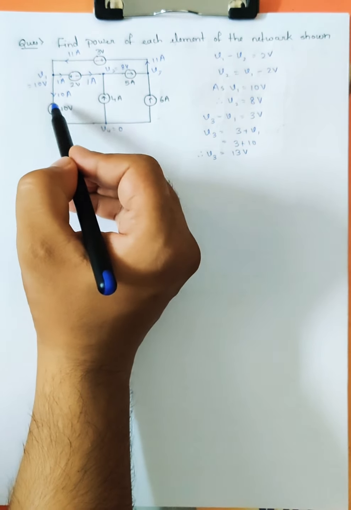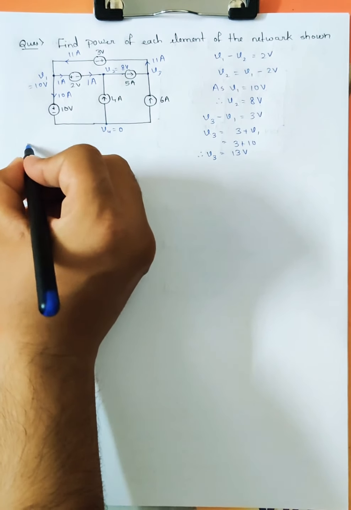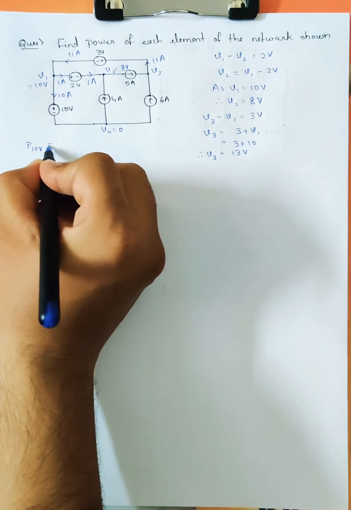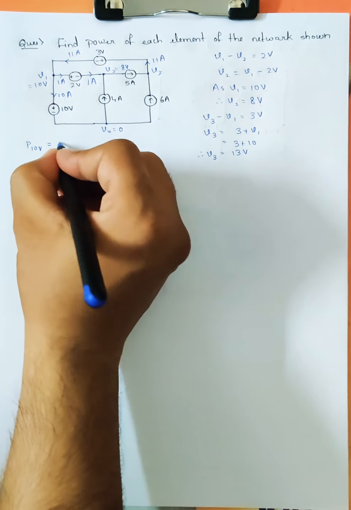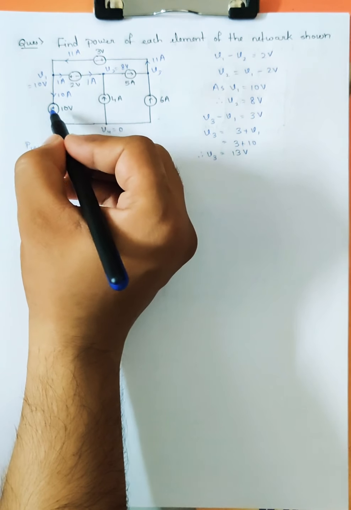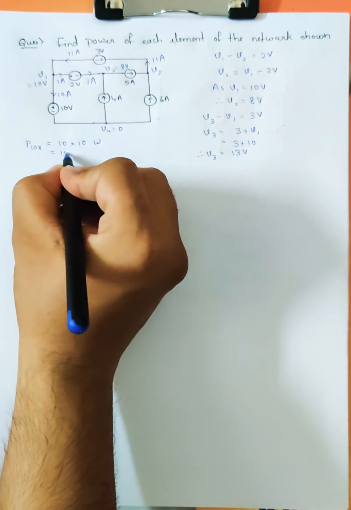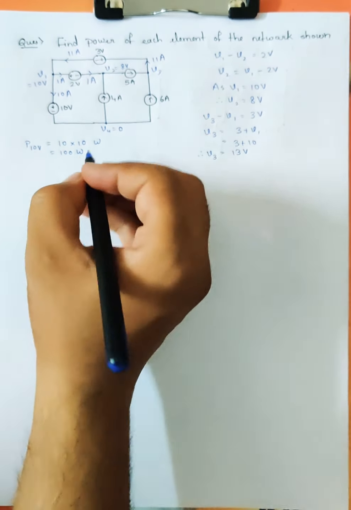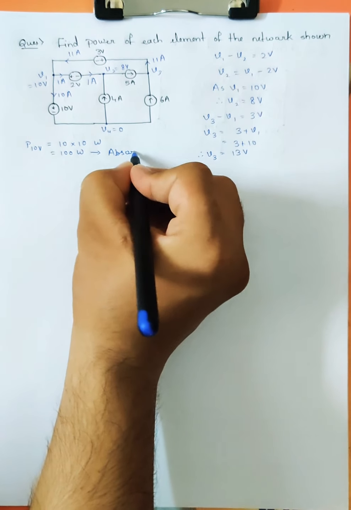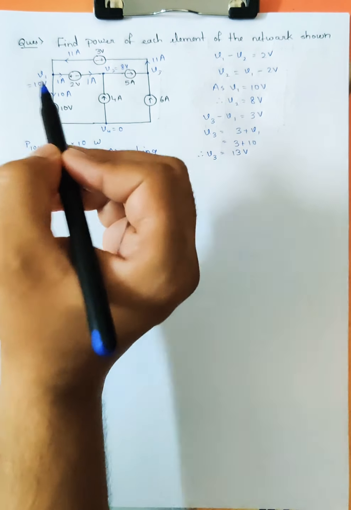We'll first take this element, the 10 volt voltage source. So the power of this 10 volt voltage source will be equal to the voltage, 10 volts, into the current going through it, which is 10 ampere. So power will be 100 watts. This power is absorbing, as the current is coming towards the positive terminal of the voltage source.